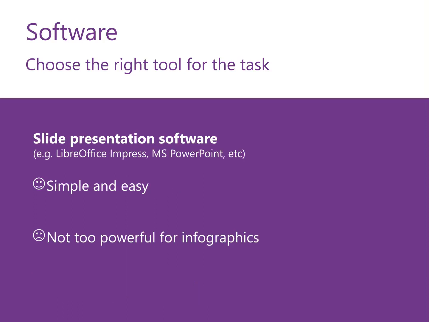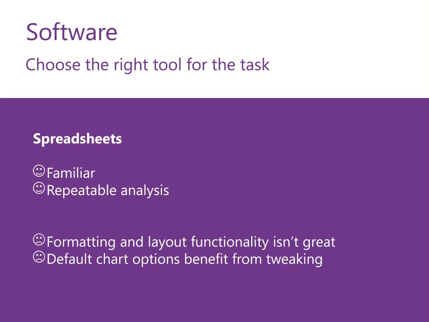Another option, which may not be an obvious one, is slide presentation software. So this is things like LibreOffice and Microsoft PowerPoint. And you can change the slides to suit your needs. So if you need A4 or a tweet-sized shape, then you can do that. And the nice thing about this option is that it's fairly simple and easy. Most people are familiar with this software. And images tend to stay where you put them, which isn't the same as with a word processor. So this is a perfectly acceptable piece of software to use for making some good quality infographics. The one thing to bear in mind is that they're not so powerful specifically for infographics, since they're designed for making slides.